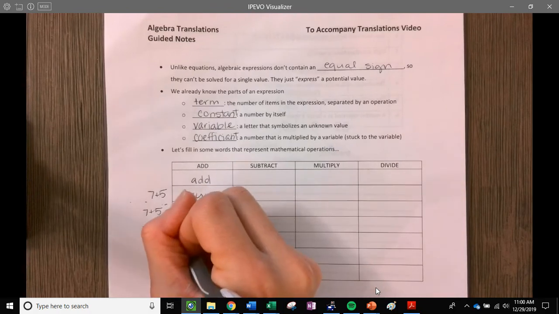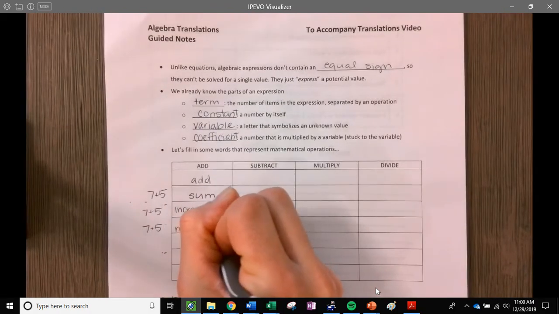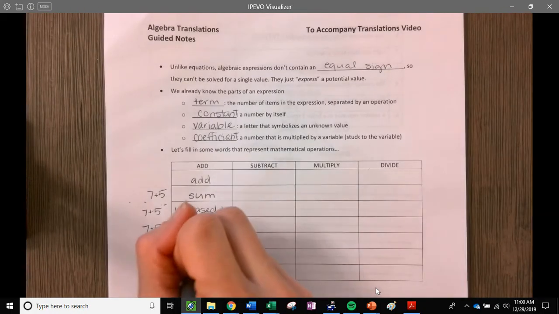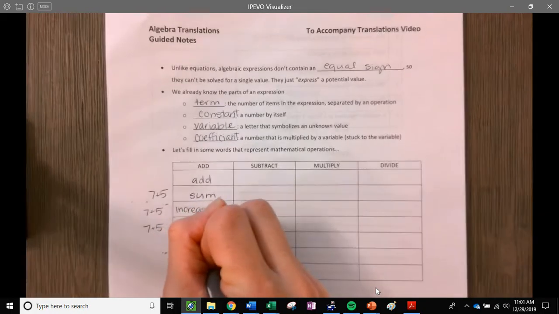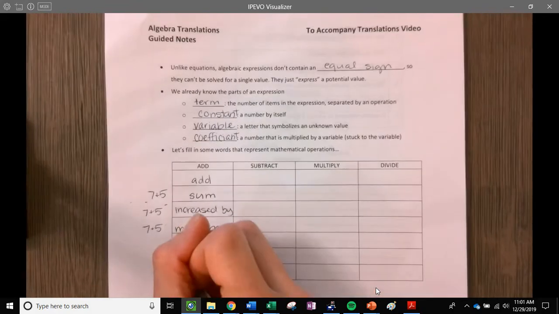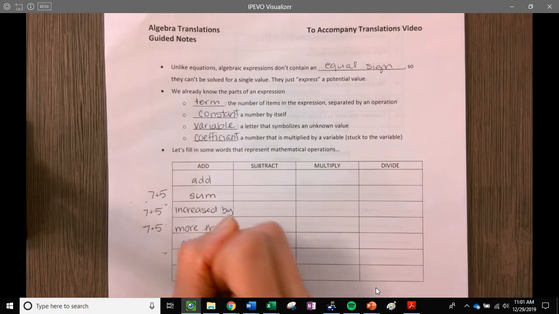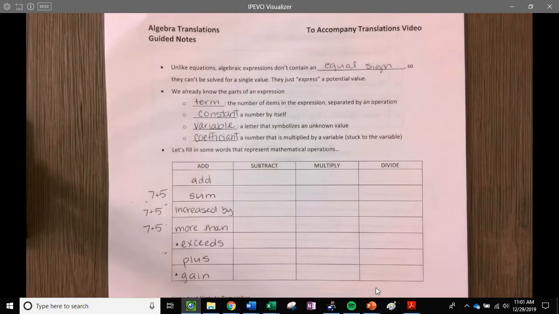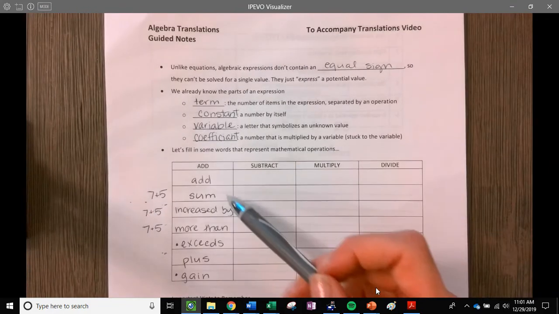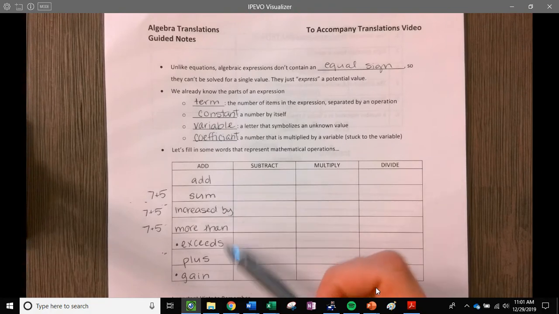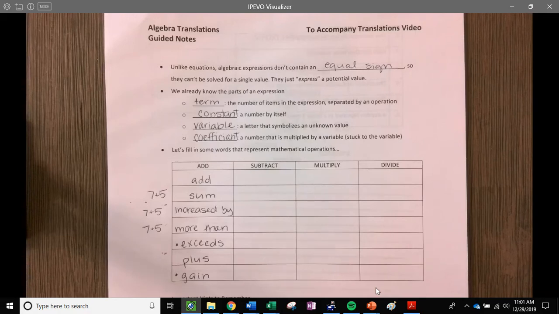And also, you may see exceeds, probably not as often, but that's one I want to throw on there just in case. Plus, we know that. 7 plus 5, well, that means add. And then also gain. Exceeds and gain are probably two that you'll see very rarely, but they're worth putting on our table just in case. Sum, increased by, more than, those you'll definitely see. Plus and add, I mean, I hate to say duh, but duh.